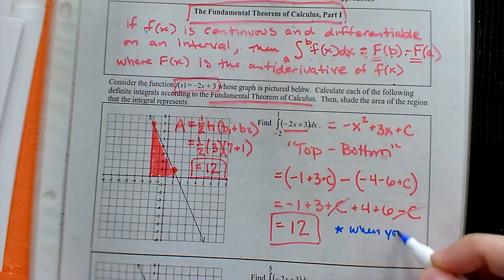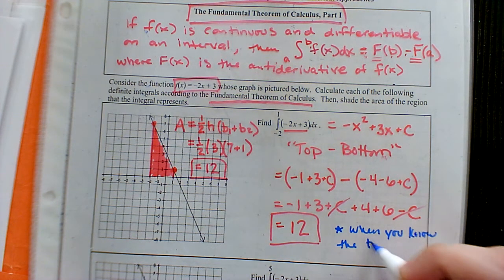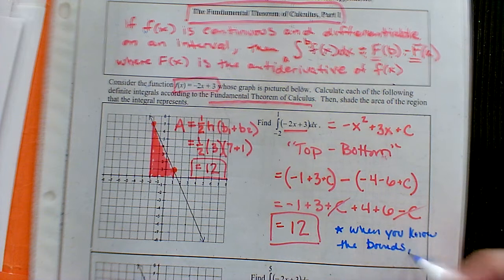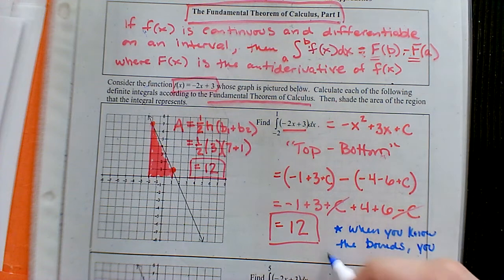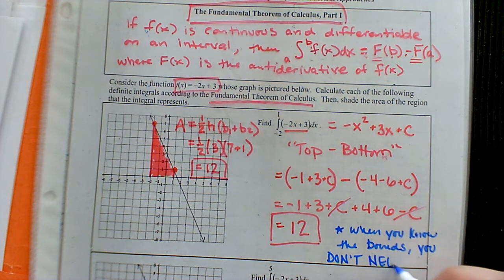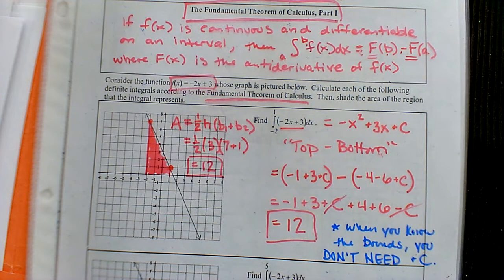When you know the bounds, meaning the top bound and the bottom bound on the integral, you don't need plus c on your antiderivative. Because if you know the bounds, the c's will always cancel. So don't write it if you don't have to.